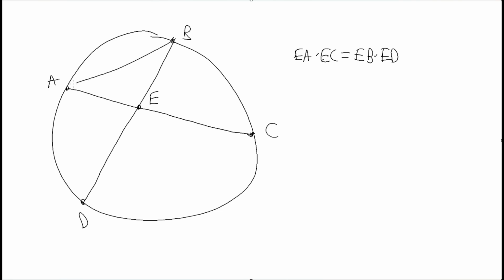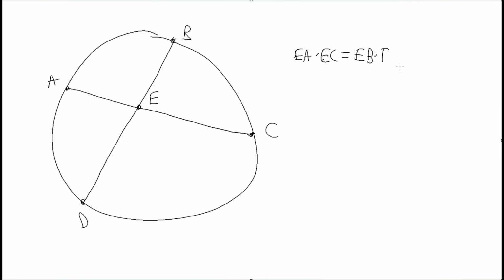Because if you draw these two lines, then you end up getting that triangle EAB is actually oppositely similar to triangle EDC. And with that, we can just use the fact that the lengths have equal ratios. So AE to ED equals BE over EC, and that gives the power of a point theorem.